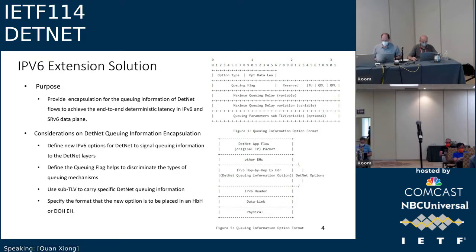So we proposed the IPv6 extension solution to provide the encapsulation for the queuing information. We define a new IPv6 option for that to carry queuing information. And we define the queuing flag to help discriminate the types of queuing mechanisms. We use sub-TLVs to carry specific deadline queuing information, and we also specify the format, where the new option is to be placed in a hop-by-hop or DOH extension header.